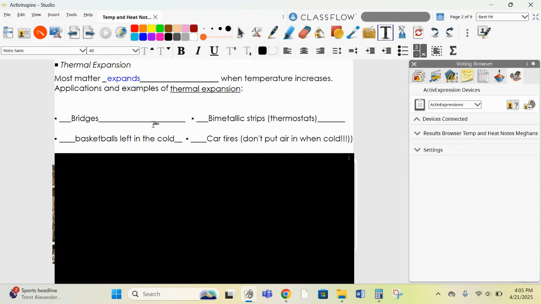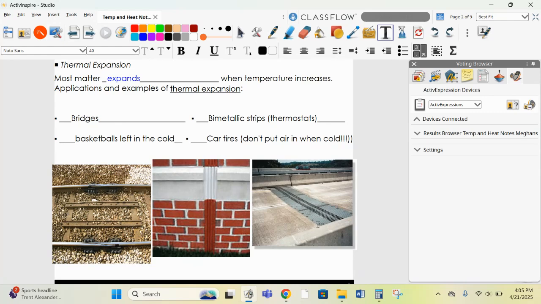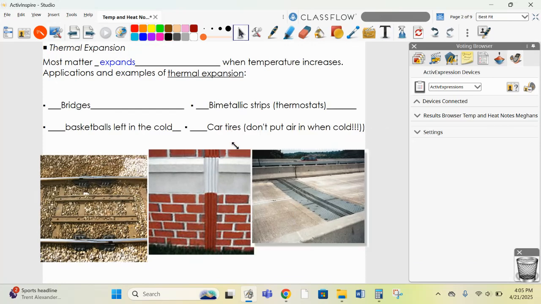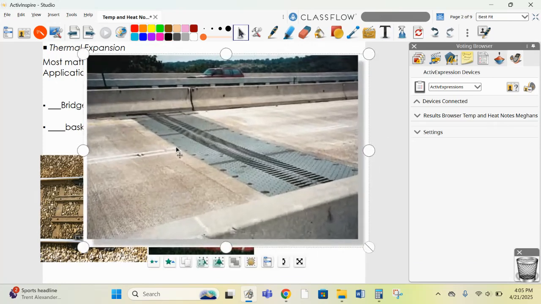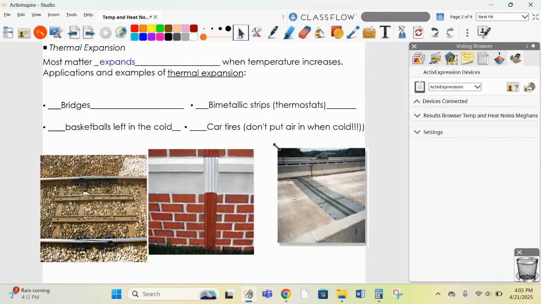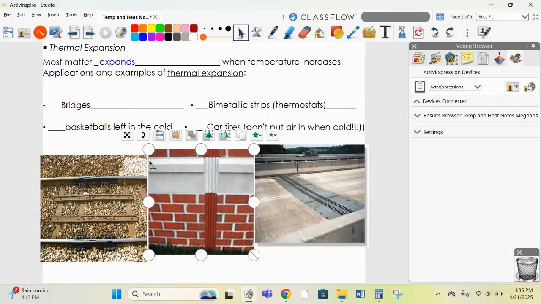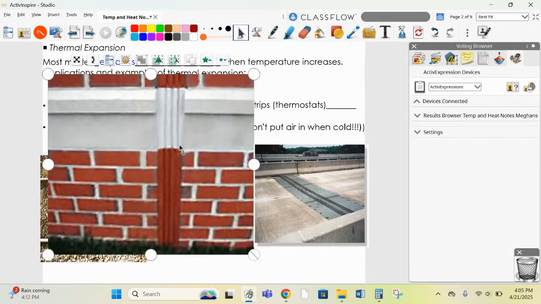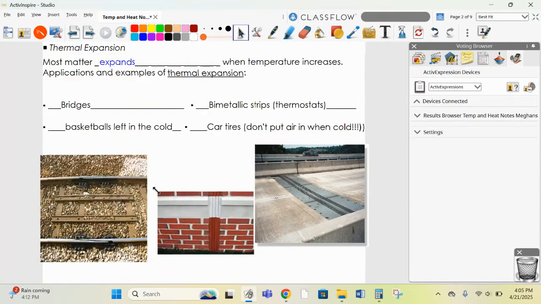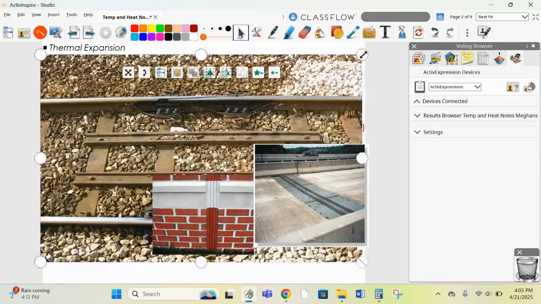Now, where might you notice some things that deal with thermal expansion? On bridges, they have what's called expansion joints. So if you notice this picture right here, this shows an expansion joint on a bridge. This allows for the matter to expand and contract so that the bridge doesn't buckle and doesn't break. Or maybe you notice this on the side of a building, this allows the building to expand and contract as it heats and cools. On railroad tracks, you have these, which allow the rails to expand or contract based upon their temperatures.